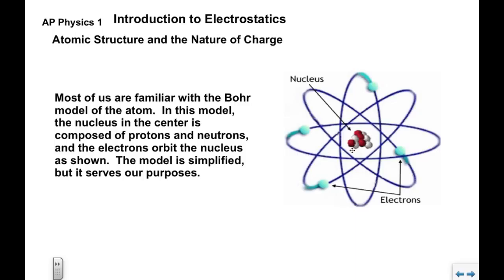If we could see an actual atom of this size, the nucleus would actually be much smaller. In reality, the analogy that's usually given is if the atom were the size of a football stadium, the nucleus would be a gumdrop on the 50-yard line. So again, it serves our purposes to show what the nucleus more or less looks like. That's not really to scale.